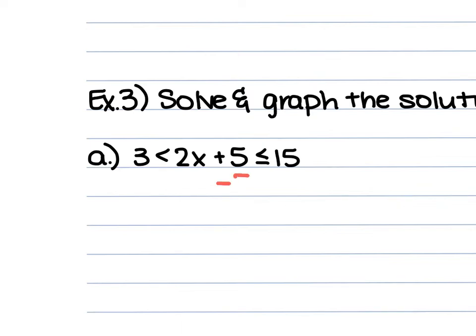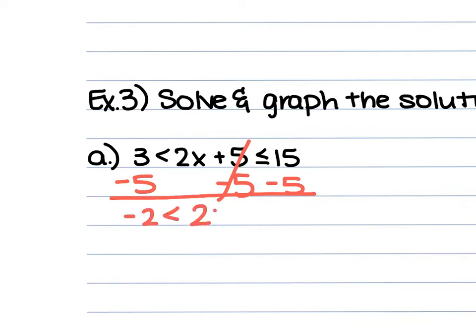So if we do it together, we're going to subtract this 5 first from everything. So the middle and the left and the right. This is going to leave us with 3 minus 5, which is -2, is less than 2x, which is less than or equal to 15 minus 5, which is 10.